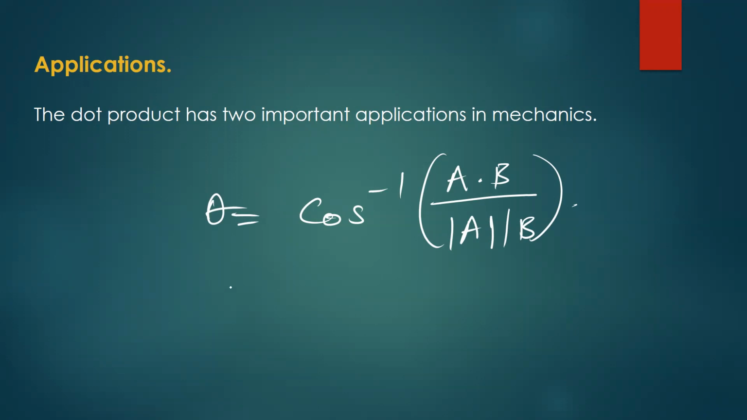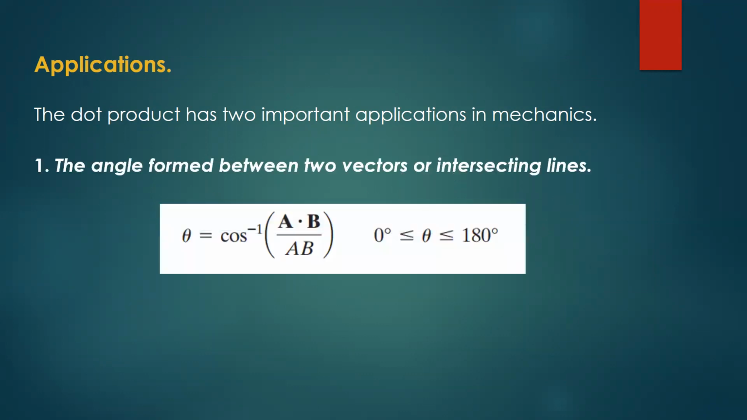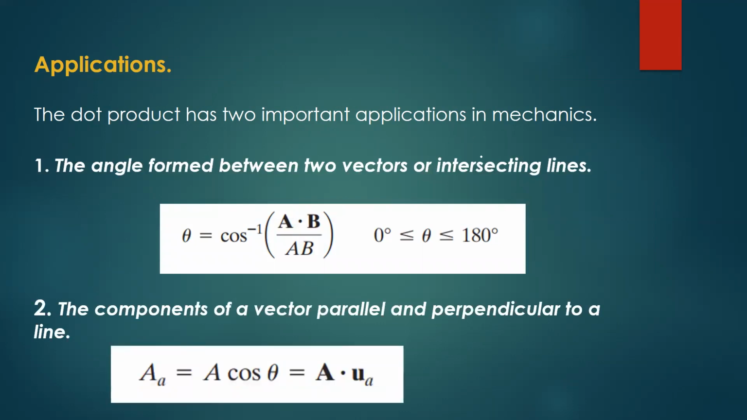And then the other thing is that it will help us to find the projection of one vector onto another. What it means is that, okay, let me just display something. So for the angle, it's straightforward. I explained this when we just began. And then for the projection, it helps us to find the projection of one vector onto another.